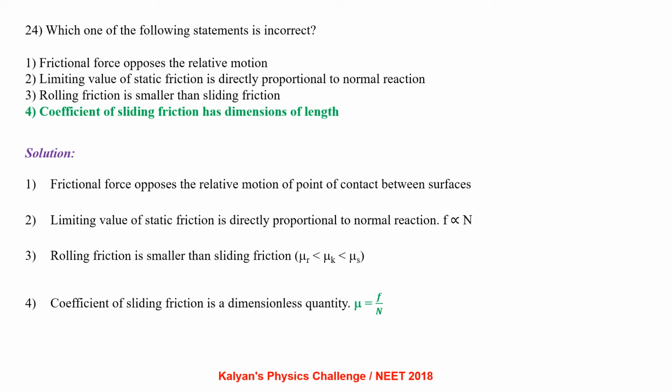Then coming to the fourth statement, coefficient of sliding friction has dimensions of length. That is wrong, because coefficient of friction is a ratio of two similar quantities. So it is a dimensionless quantity.